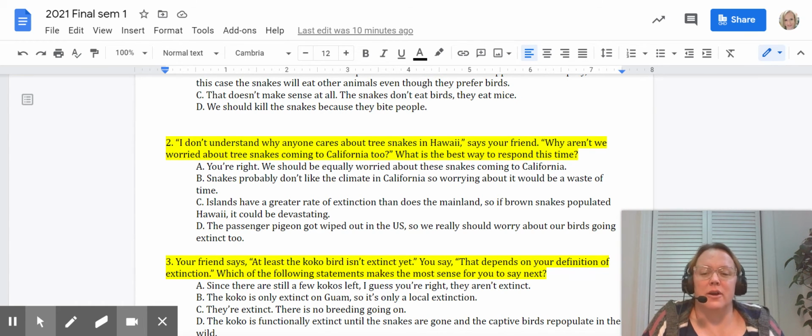C. Islands have a greater rate of extinction than does the mainland, so if brown snakes populated Hawaii, it could be devastating. D. The passenger pigeon got wiped out in the US, so we should really worry about our birds going extinct too.